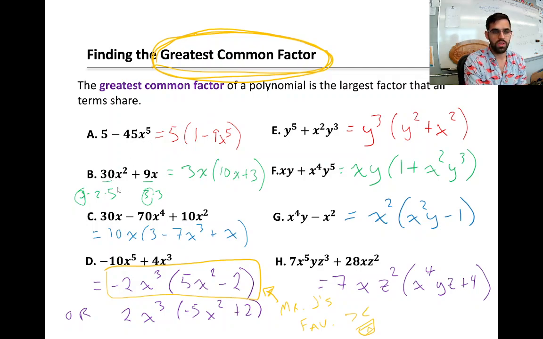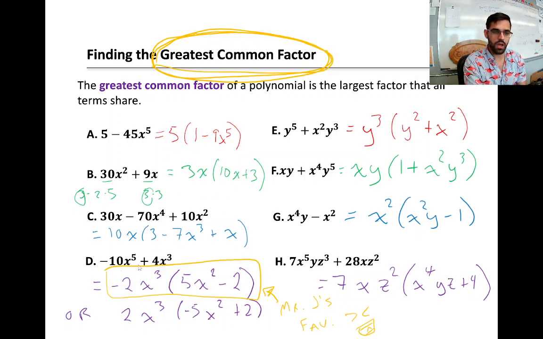Example B, we can factor out a 3. 3 is the greatest common factor between 30 and 9, but they also have an x in common, x squared and x. So we can factor out a 3x. 3x is our greatest common factor, leaving us with 10x plus 3. Similarly for C, our greatest common factor is 10x. They can all be divided by 10, and they can all be divided by x.